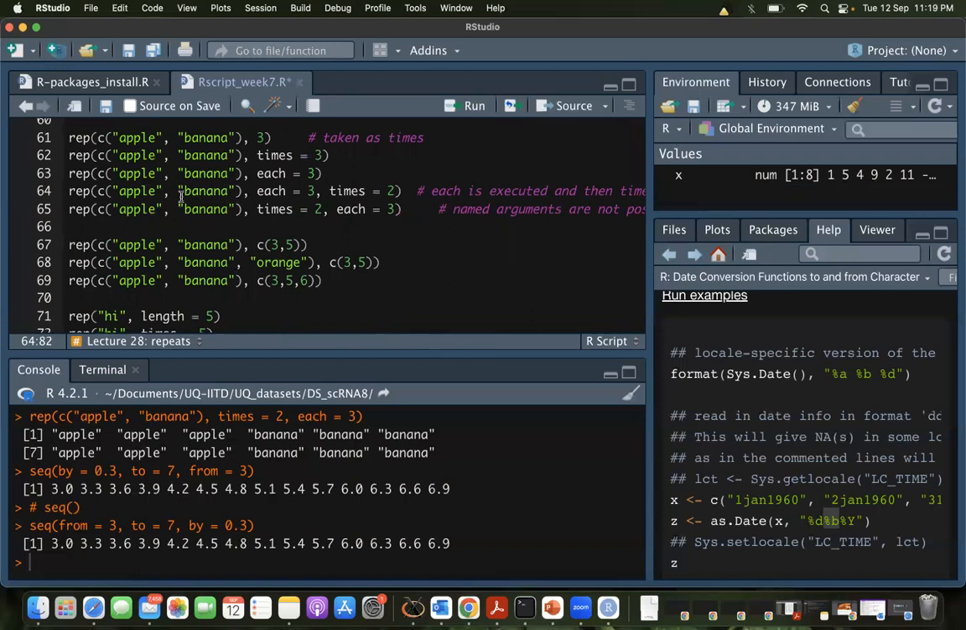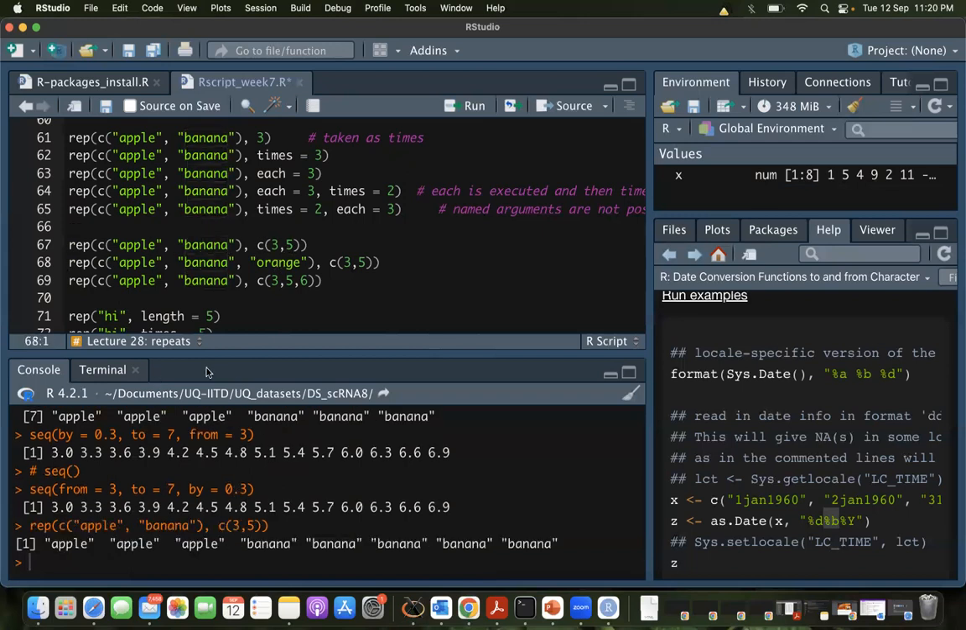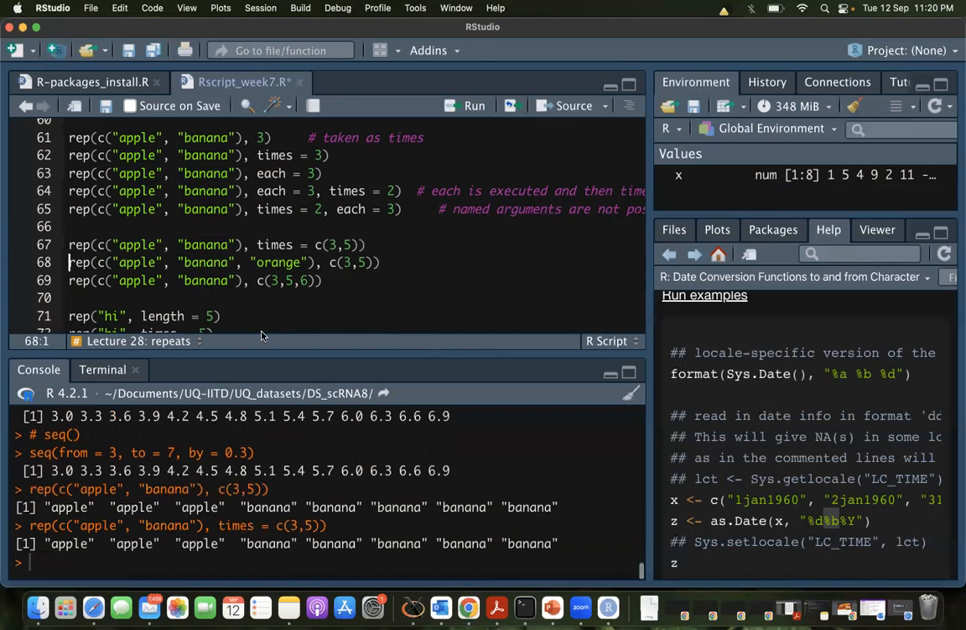All right. So that's one thing. Another way in which, it's also possible that you may want to repeat each of these things a different number of times. So you may want to repeat apple different times and banana different times. Okay. So now in that case, you see what is happening here, right? So now you see, even though we have given it times, it's not each anymore, right? So it's basically equal to times, right?